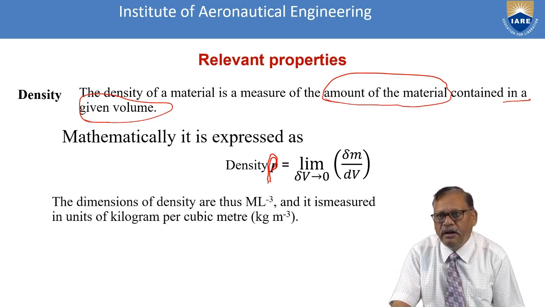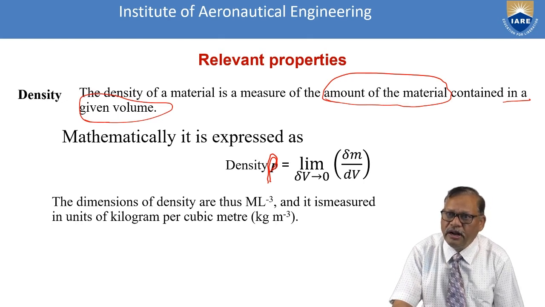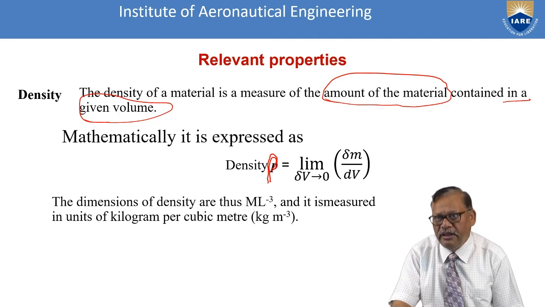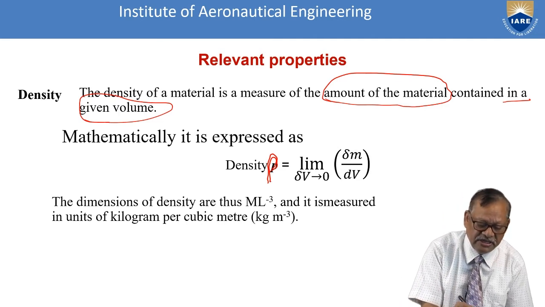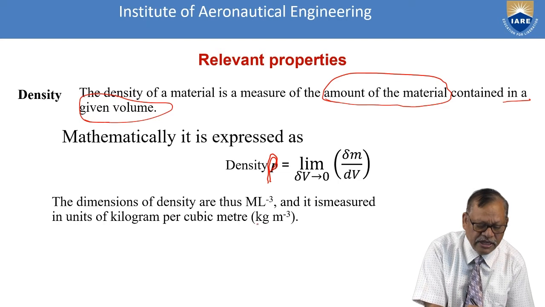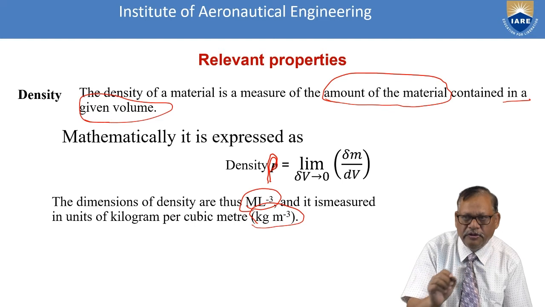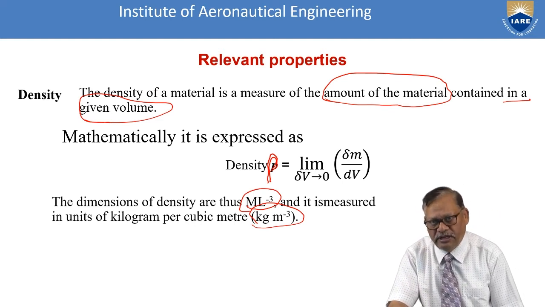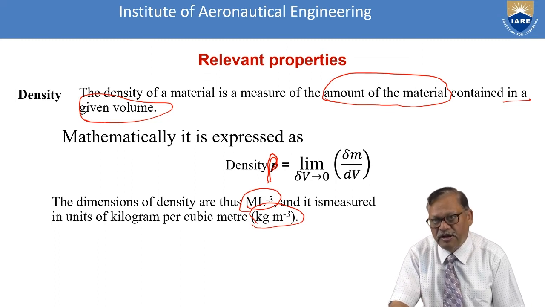And again the same way, what is the volume? Volume dimension is L to the power 3, and mass is in kg. Mass is in kg, dm by dv. If you do it, that means kg per m cube. Kg per m cube will be the unit, and L to the power minus 3 M will be the dimension. So most of the time students get confused between the dimension and units. That's why I want to revise this.